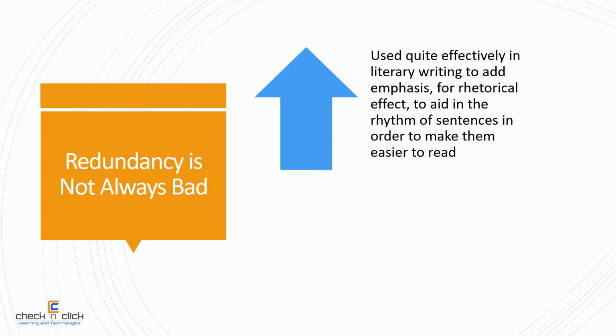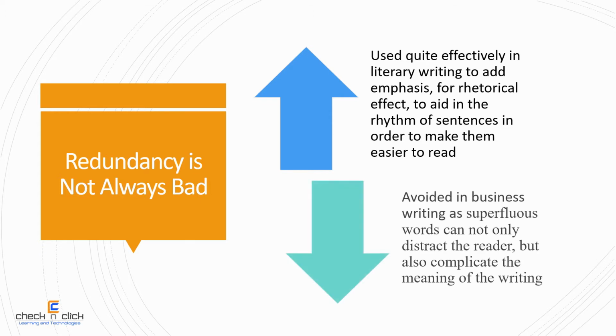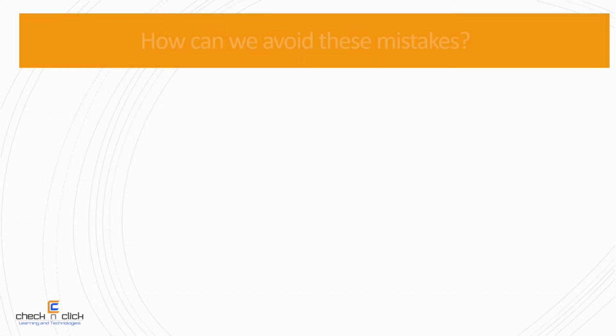However, most forms of writing, particularly business writing, need to avoid redundancies to keep the document clean and succinct. This is because superfluous words can not only distract the reader, but also complicate the meaning of the writing. Words and information that only add unnecessary length simply make the writing longer and contribute next to nothing to the quality. So, how can we avoid these mistakes?